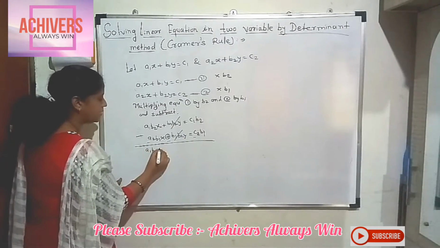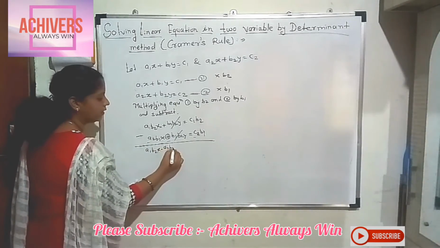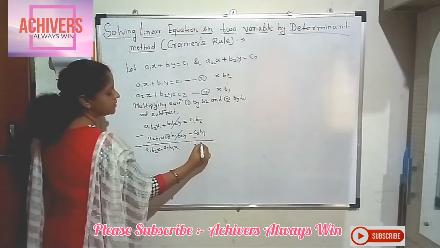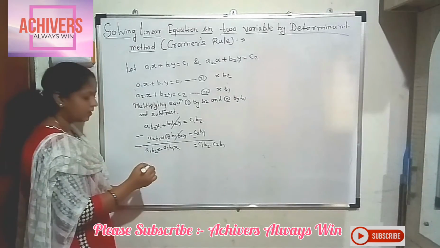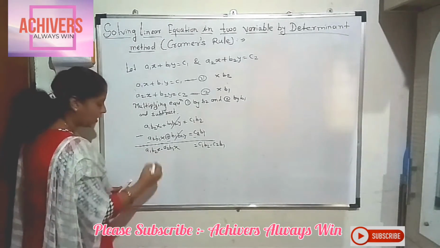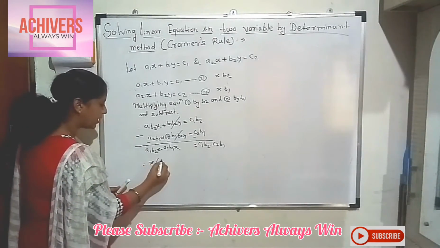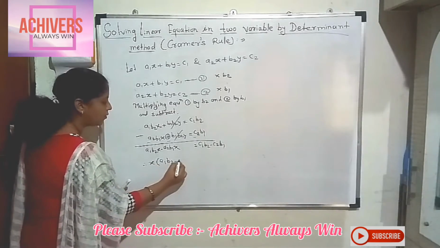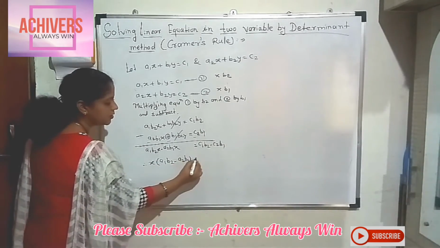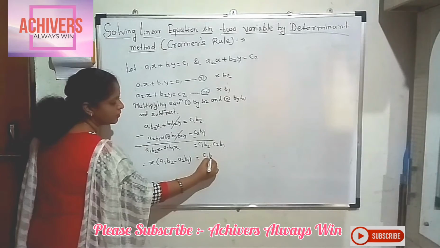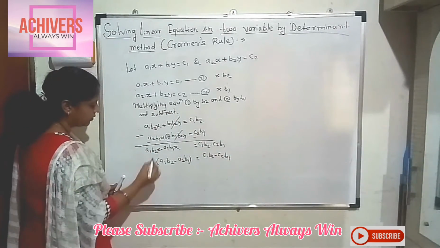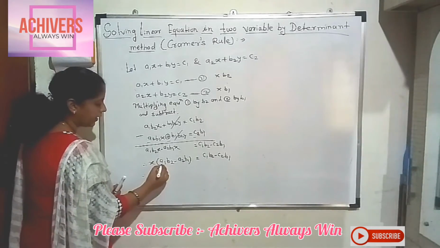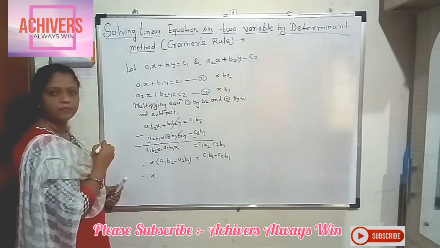a1 b2x minus a2 b1x. Similarly, the subtraction c1 b2 minus c2 b1. Then here x is common, take it outside. x in bracket a1 b2 minus a2 b1 is equal to c1 b2 minus c2 b1. Therefore, x, write this term in determinant form.